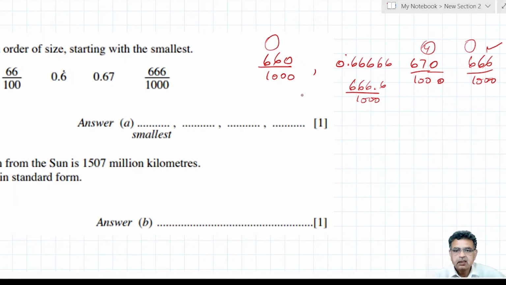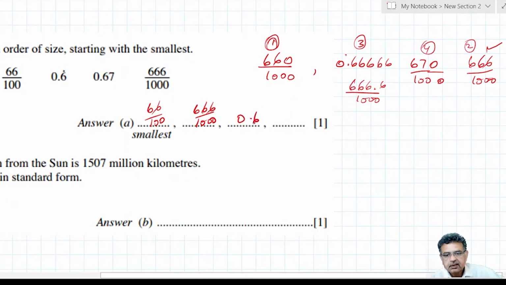So this is now number 1. This is second. This will be third. And this is fourth. Number 1 is the first value, 66 over 100. Then 666 over 1000. Then this recurring one, 0.6 recurring, and 0.67.